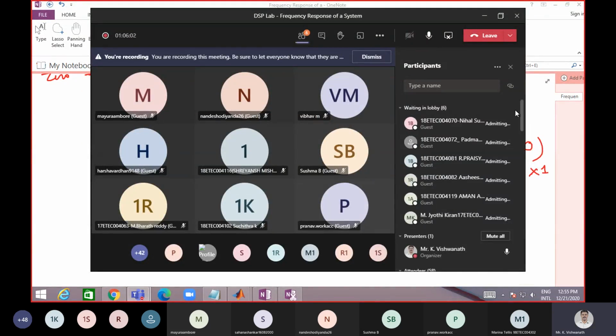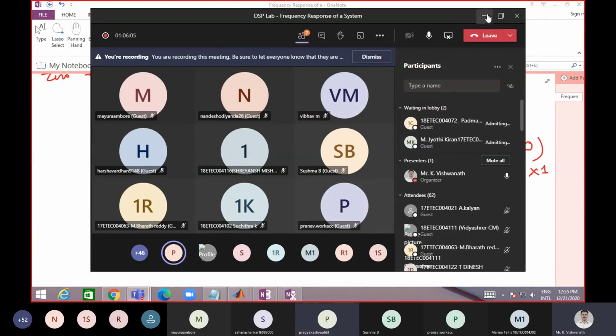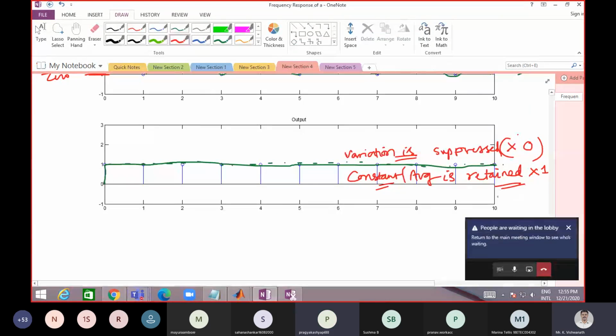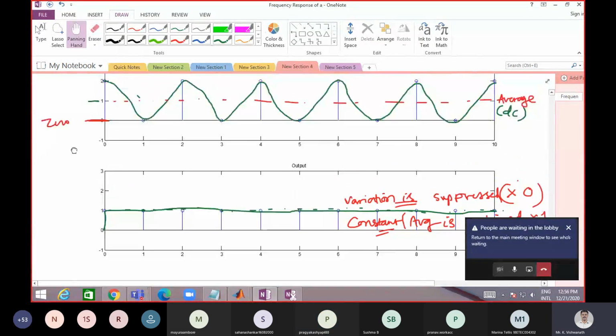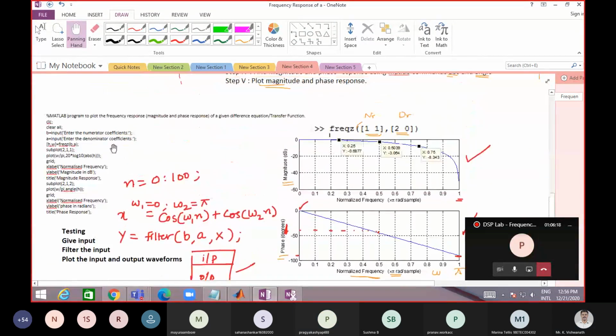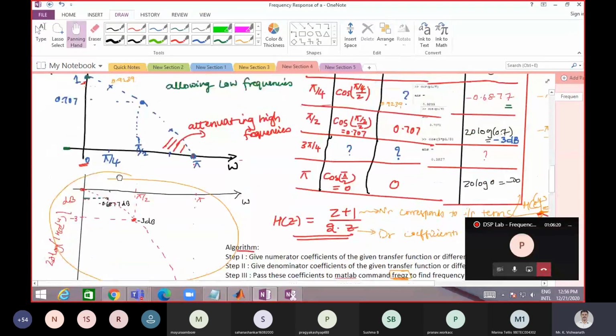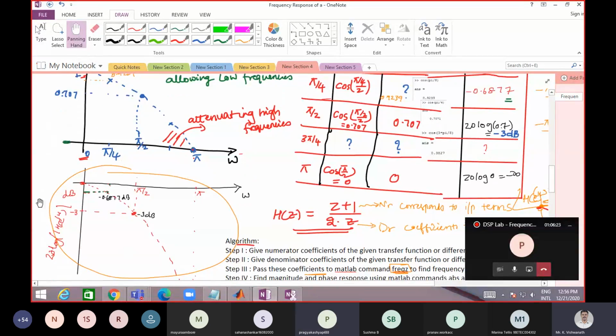Any questions? So filtering the input means, are we removing the higher frequency terms? See, for this particular example, it is acting like what kind of a filter? See, in this example, the frequency response is like this, correct? What kind of filter is it acting like? Low pass filter. Low pass filter means what frequencies will it allow? Lower frequencies. Higher frequencies it has to suppress.